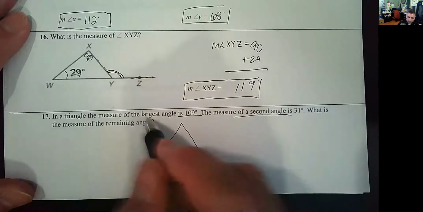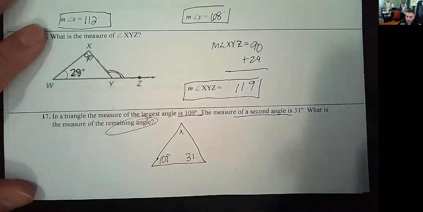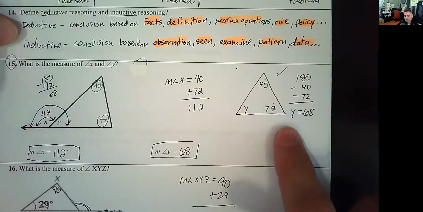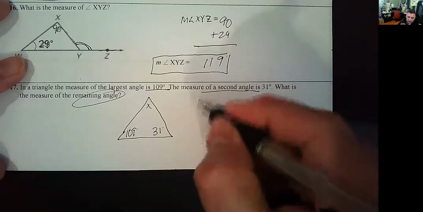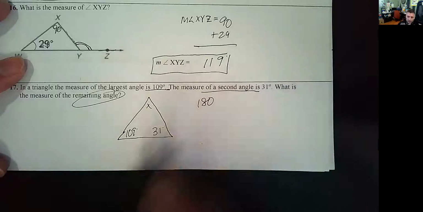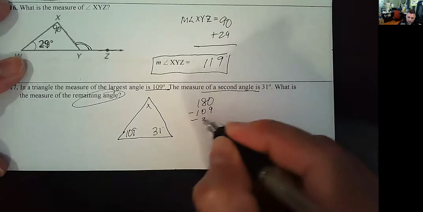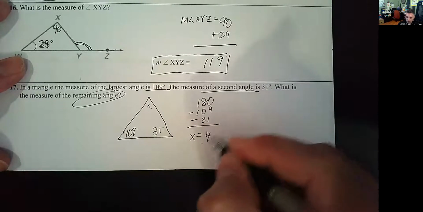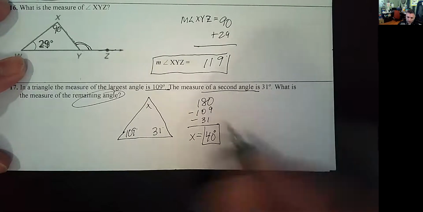And the question is, what's the measure of the remaining angle? So what would that one equal? Well, then it goes back to a problem like this one. We know the three angle measures together should equal 180. I know these two. If I subtract them, I'll be left with the angle measure I'm looking for, 40. 40 would be the angle measure of the remaining angle.